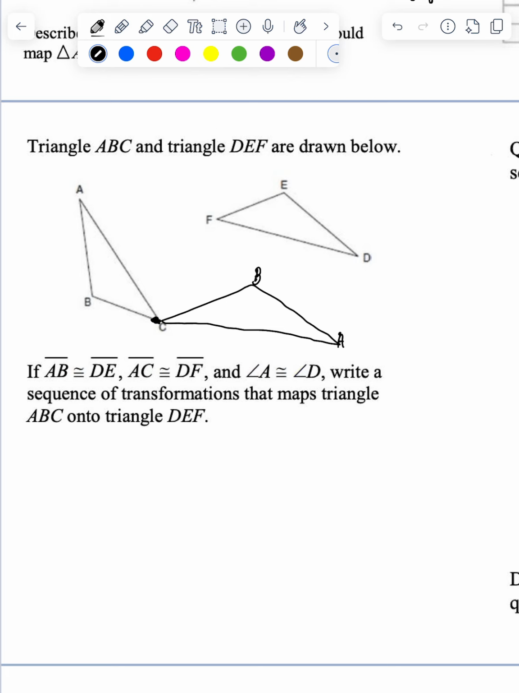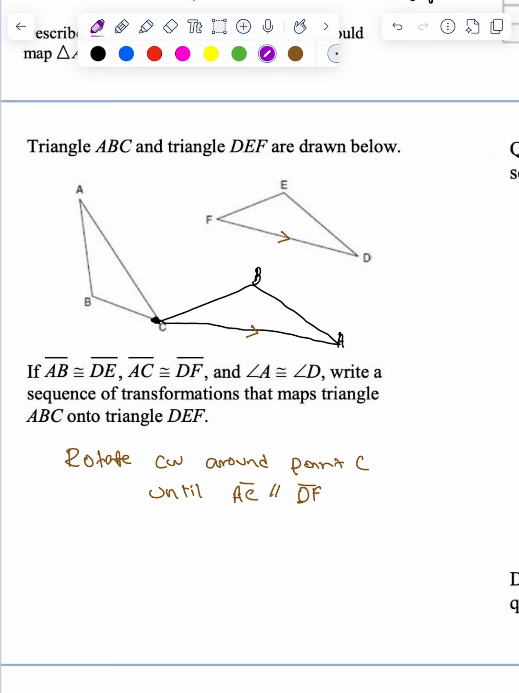So one way that I can describe when to stop rotating is I can say rotate around point C clockwise until DF is parallel to AC, because that indicates that's where I want to stop rotating, where those 2 lines are parallel to each other. So I'm going to write that here, rotate clockwise around point C until AC is parallel to DF. And then all I need is a translation because then my orientation's good. They're facing the same way.